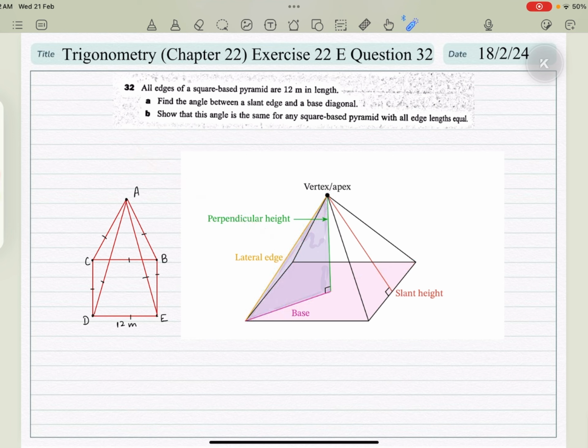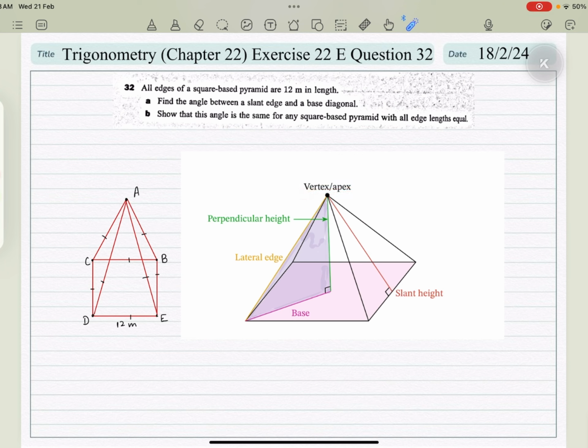Now, another thing to consider is that this is the apex of the pyramid, and it corresponds to the center of the base. So if I draw a perpendicular line here, this is the perpendicular height of the pyramid. So this makes an angle of 90 degrees with the diagonal, because the diagonals intersect at the center of the base, that is a square, and it corresponds to the vertex, the apex of the pyramid.